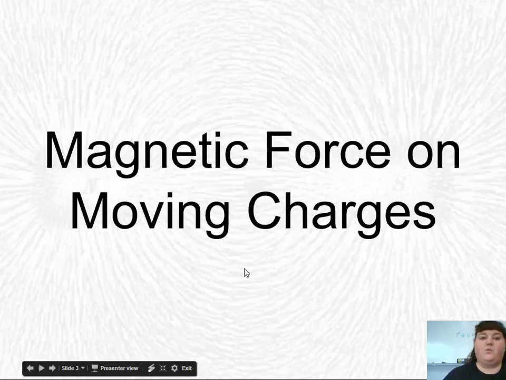Okay, so let's talk about what happens to the magnetic force if we have a charge that's moving through our magnetic field. So last time we talked about the magnetic field around a wire that's carrying current. Today we're going to talk about the magnetic force acting on a charge moving through our magnetic field.